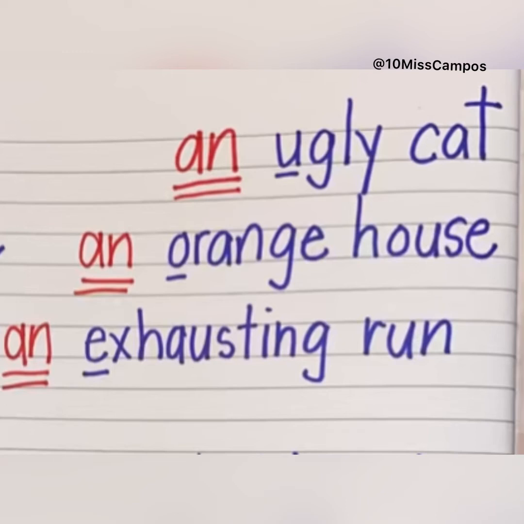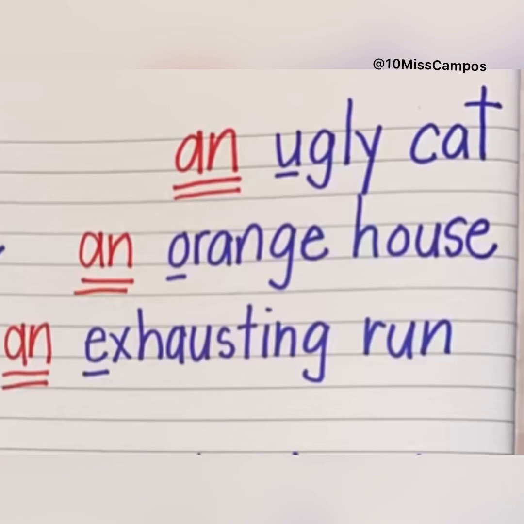The word ugly in front of cat begins with a vowel, the vowel U. So now we need to say an ugly cat. The word orange in front of house begins with the vowel O, so we say an orange house. Exhausting begins with the vowel E, an exhausting run. So as you can see, it's the word next to an or a that determines which one you use.